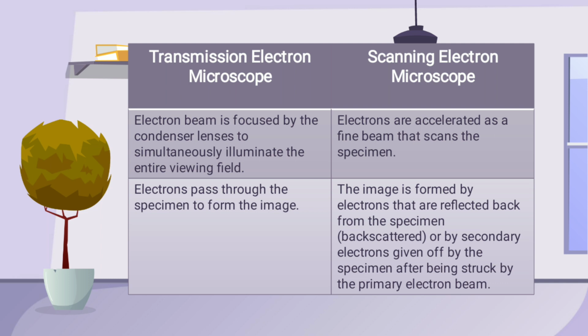For transmission electron microscope, electrons pass through the specimen to form the image. For the scanning electron microscope, the image is formed by electrons that are reflected back from the specimen or by the secondary electrons given off by the specimen after being struck by the primary electron beam. Now, I hope this illustration somewhat helped you to better understand the difference between TEM and SEM.